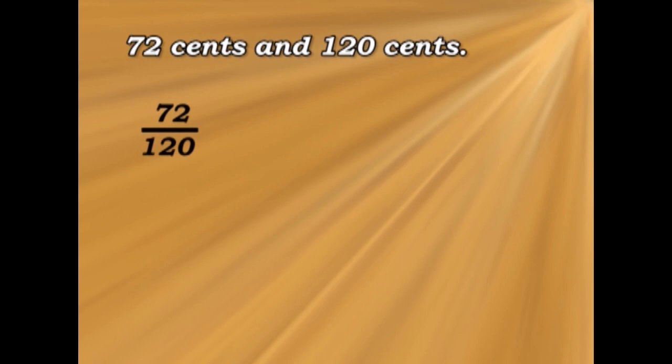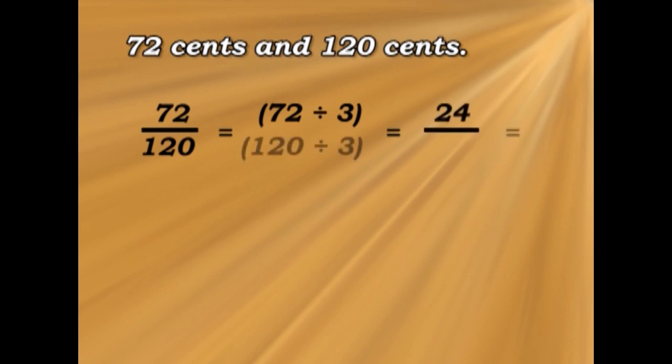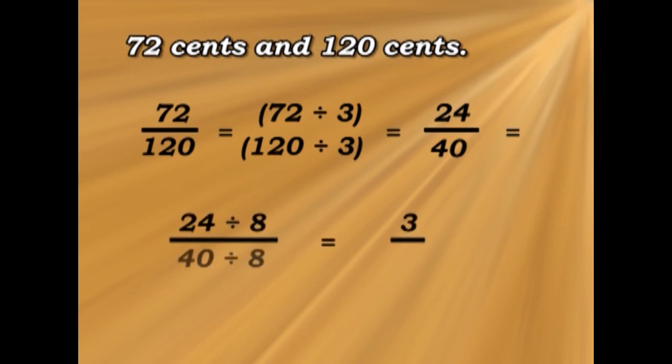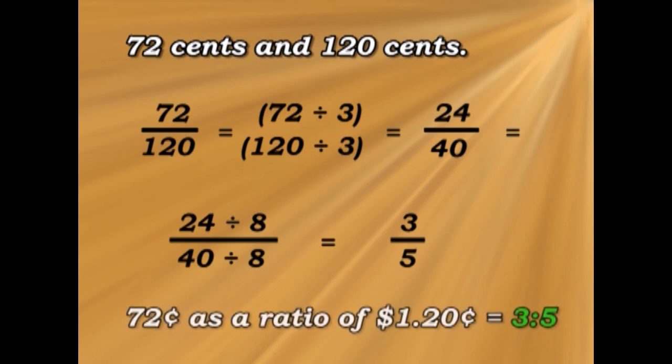72 over 120, well, 72 can be divided by 3 to make 24. 120 can be divided by 3 to make 40. So now we have 24 over 40. But we can simplify even more. 24 can be divided by 8 to make 3, and 40 can be divided by 8 to make 5. So now we have 3 over 5. 72 cents as a ratio of $1.20 is 3 to 5.